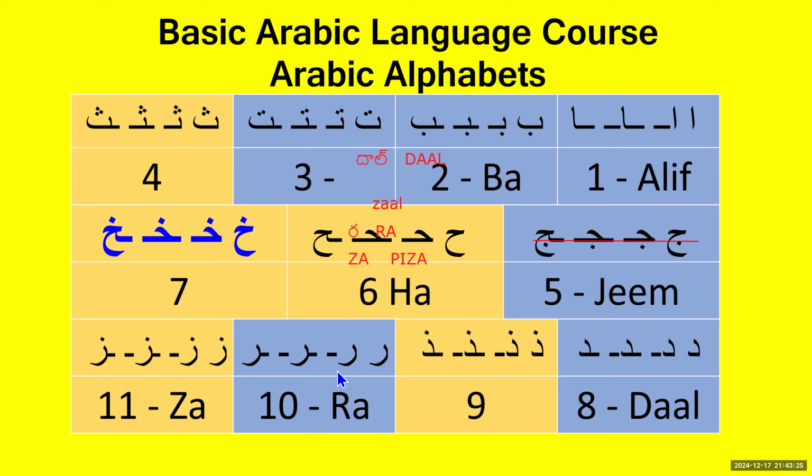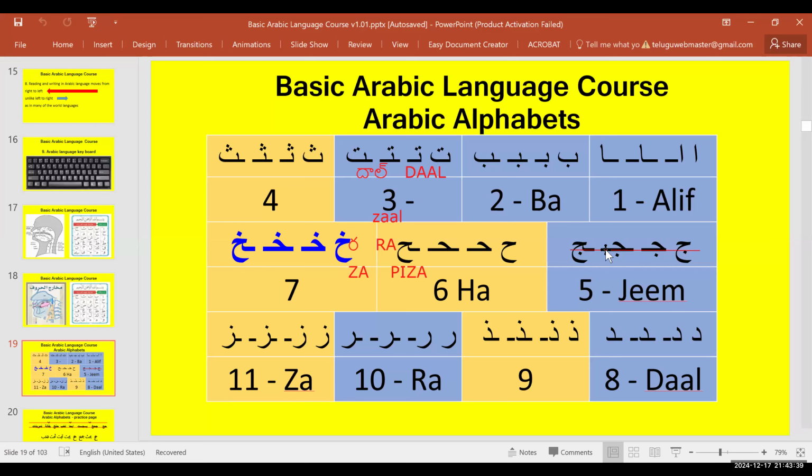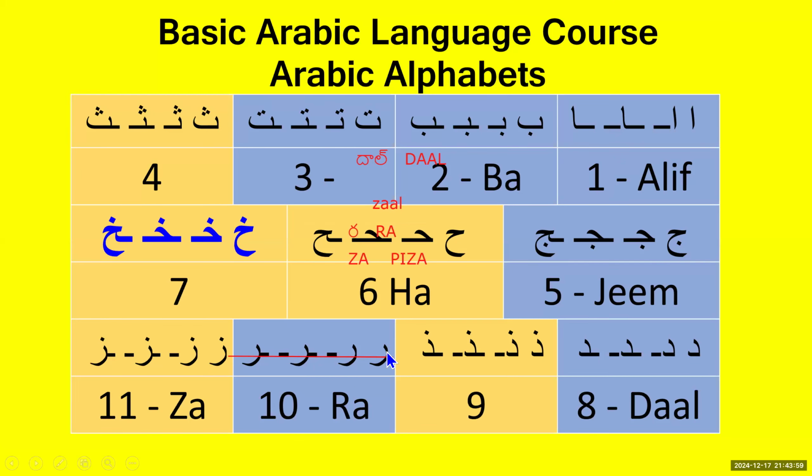Then here, if you see ra, these two letters are above the line. They are not below the line. I will draw the line for your sake. Here is the line. If you see, the letter is completely above the line. This also is completely above the line. But in the case of ra, some part is above the line and some part is below the line. Here we can say three parts: one part is above the line, two parts are below the line.